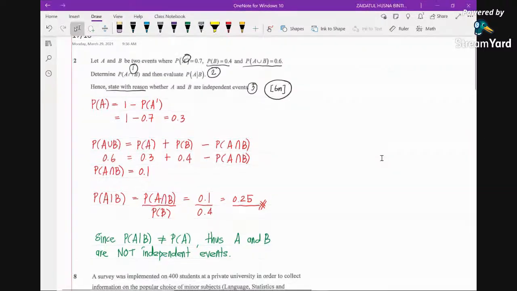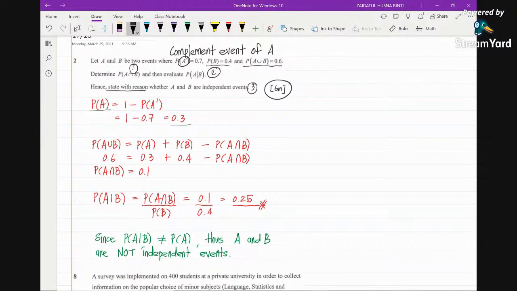Okay, so now how to solve this question? We are given P(A prime), which means it's the complement event of A. So from this A prime, we can obtain P(A). P(A) is equal to 1 minus P(A prime), so P(A) is 0.3.